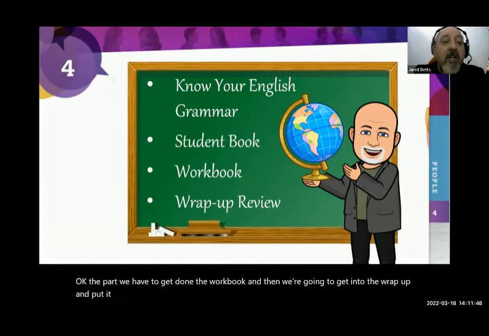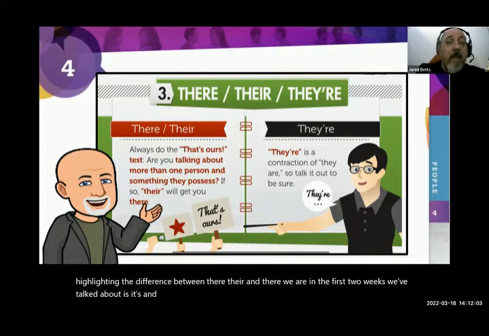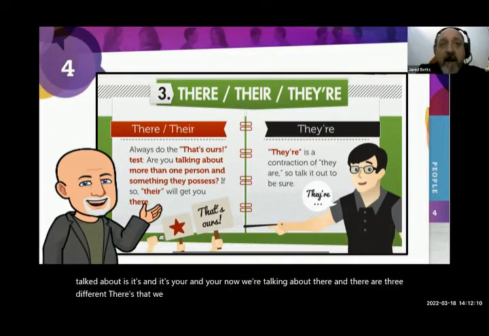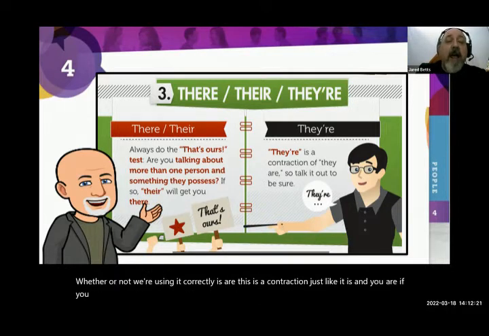So let's go into our grammar for this week. Now, this week's grammar is highlighting the difference between there, their, and they're. In the first 2 weeks, we talked about is, it's, and its, your and you're. Now, we're talking about there, their, and they're. There are 3 different theirs that we use in English. The easiest one to find out whether or not we're using it correctly is they are. This is a contraction just like it is and you are. If you can take out there and put in they are, then you're going to use the contraction.